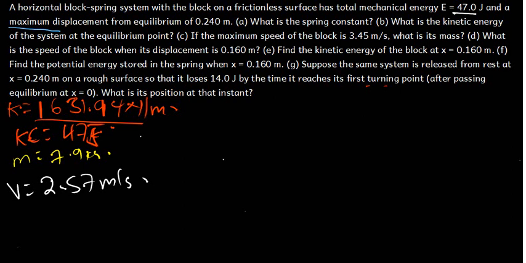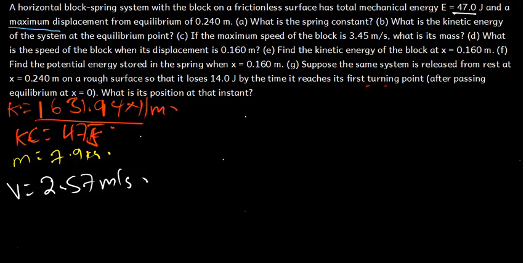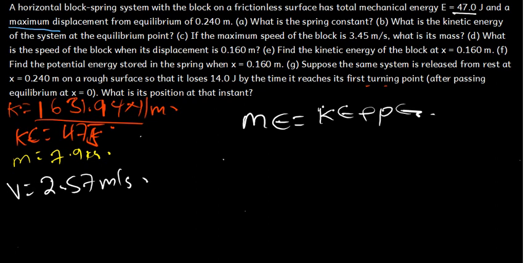Part E is asking us to find the kinetic energy of the block at x equal to 0.160. Okay, so we know the same formula: mechanical energy has to be equal to the kinetic energy plus the elastic potential energy. So we want to find the kinetic energy. I'm going to shift the elastic potential energy to the left hand side, and it has to be equal to kinetic energy.